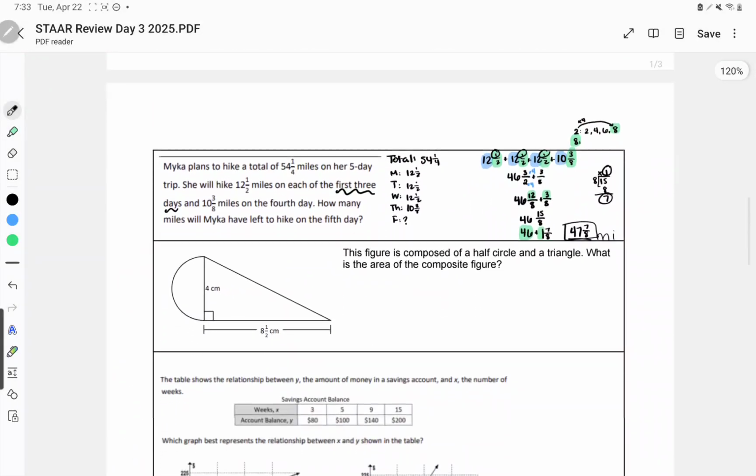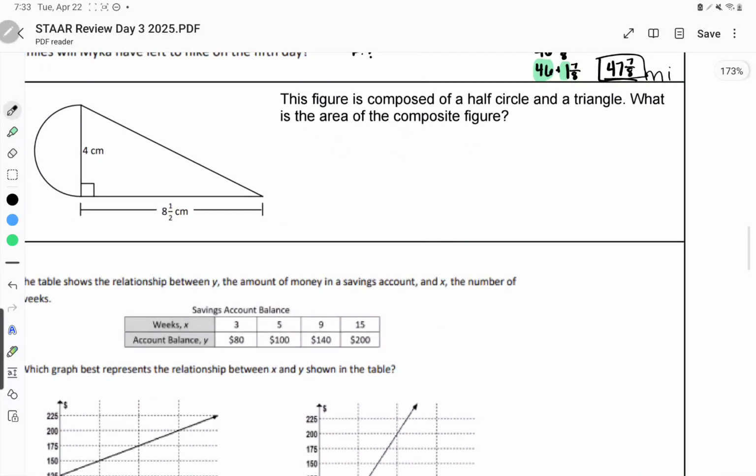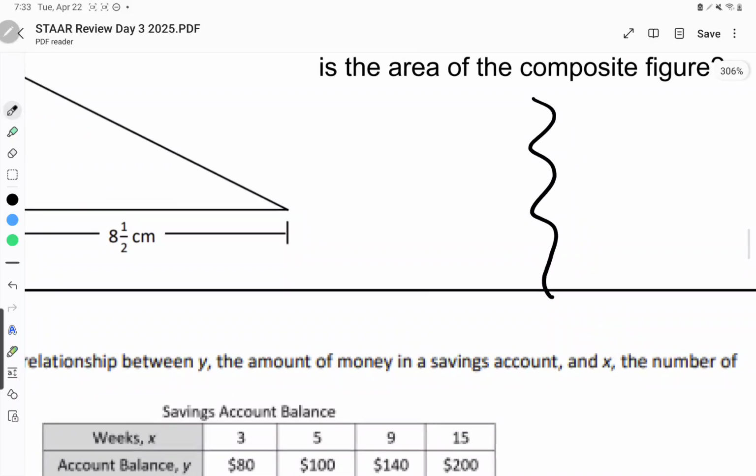Okay. This figure is composed of a half circle and a triangle. What is the area of the composite figure? So first thing I'm going to do is I'm going to break this down into triangle and half circle. For a triangle, I know that my area equals base times height divided by 2. That's on your reference sheet.